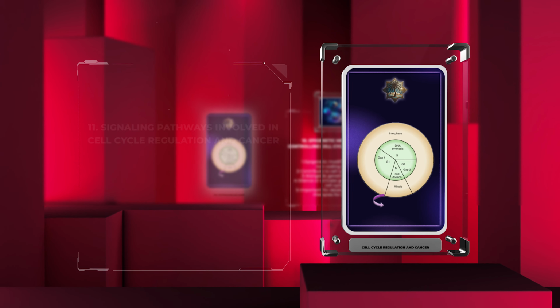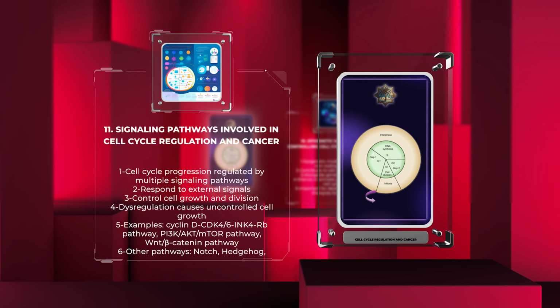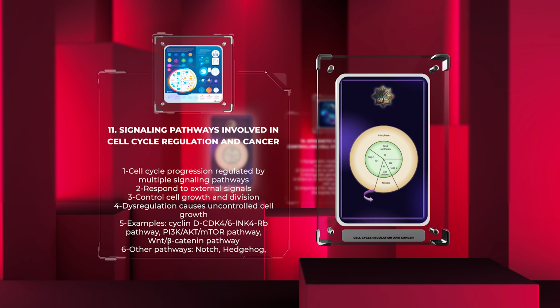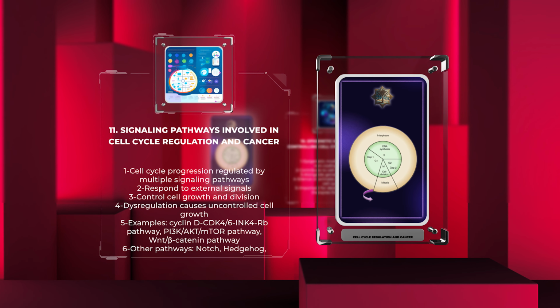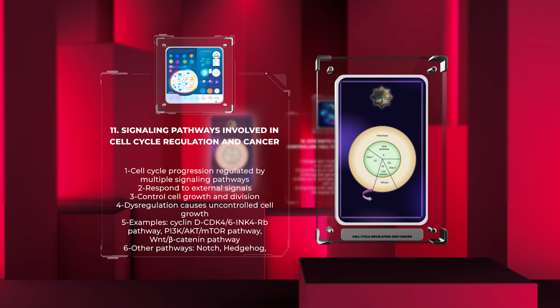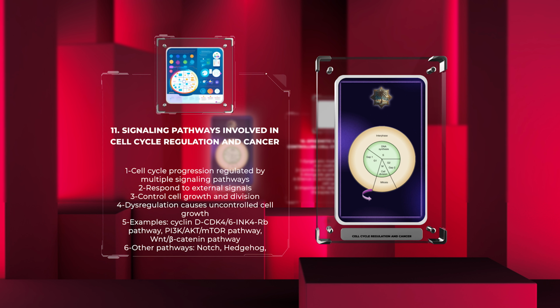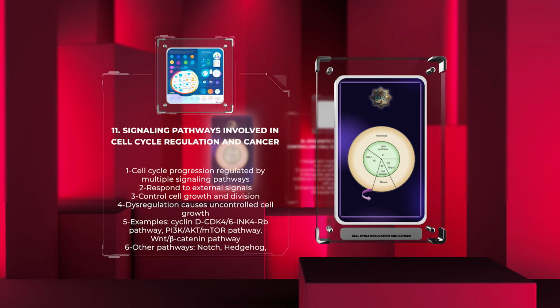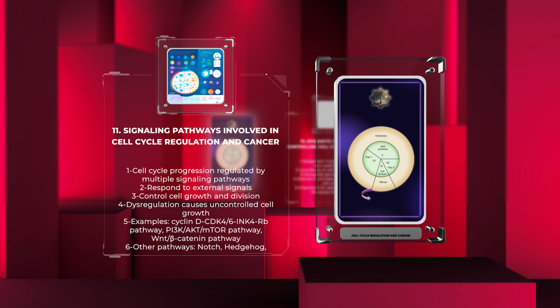The regulation of cell cycle progression involves multiple signaling pathways that respond to external signals and control cell growth and division. Dysregulation of these pathways can cause uncontrolled cell growth and contribute to cancer. Examples of important signaling pathways involved in cell cycle regulation include the Cyclin D-CDK4/6-INK4-Rb pathway, the PI3K/AKT/mTOR pathway, and the WNT/beta-catenin pathway. Other pathways, such as Notch, Hedgehog, and NF-kappa B, also play a role in cell cycle regulation and have been linked to cancer. Understanding these pathways can help in developing targeted therapies for cancer treatment.